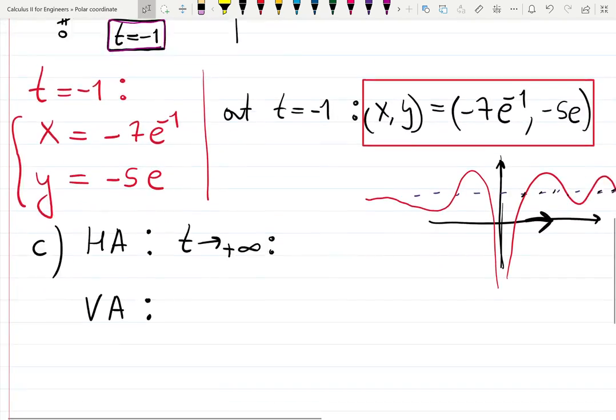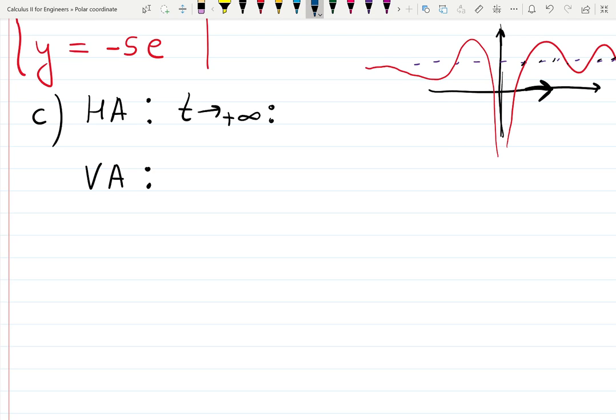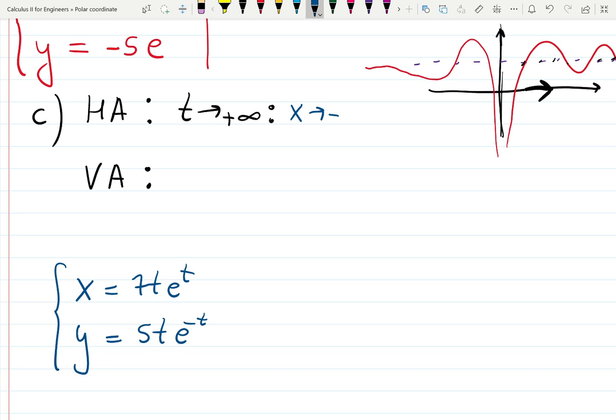If you don't remember, let me write down the original functions. So x is 7t e to the t. Y is 5t e to the minus t. Let's see what's gonna happen at plus infinity. X blows up to plus infinity. So t goes to plus infinity and e to the t goes to plus infinity. So that means x goes to the right when t goes to the right. That's the idea. Let's see what happens with y.